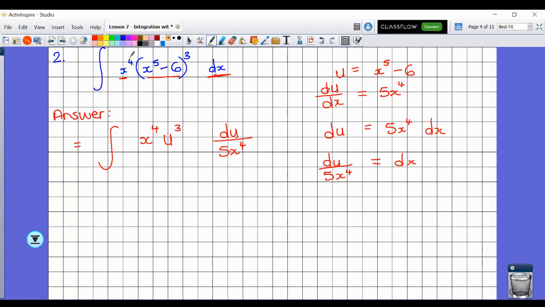Because remember me saying it always works out nice. Because I've got an x to the 4 on the top, and I've got an x to the 4 on the bottom. Oh look, they cancel off, which is what I want. So let's give this wee tidy up, and then we can integrate it.